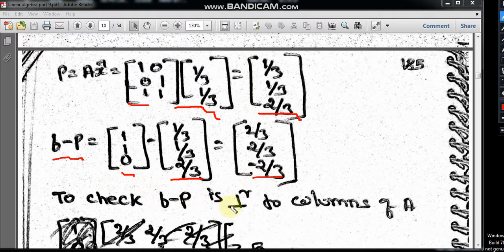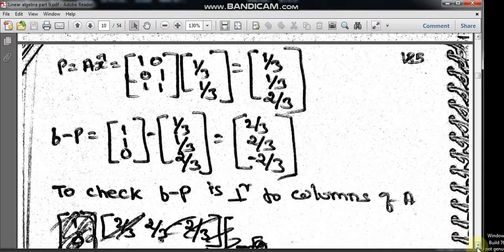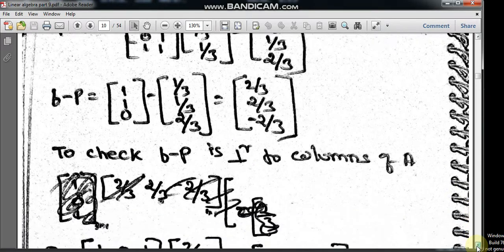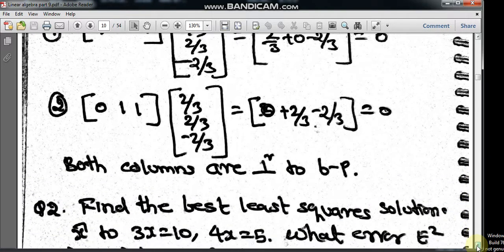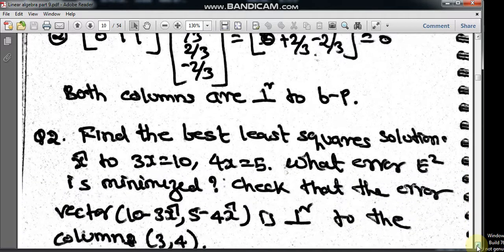And check whether the error is perpendicular to the columns of A. So you check for each of the columns. This column first and next this column. So how do you check? B minus P transpose into the columns of A. You can check each of the columns, that gives you 0. So then you can say both columns are perpendicular to B minus P.